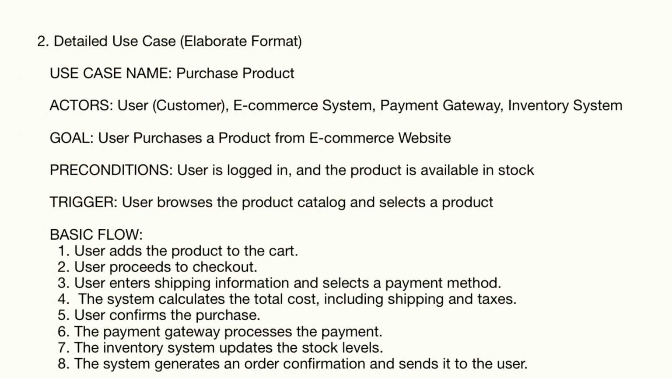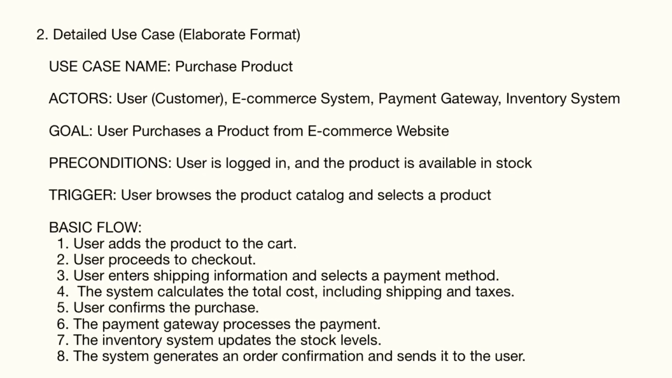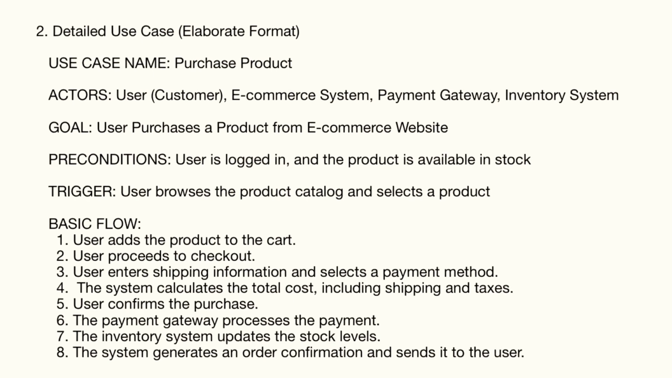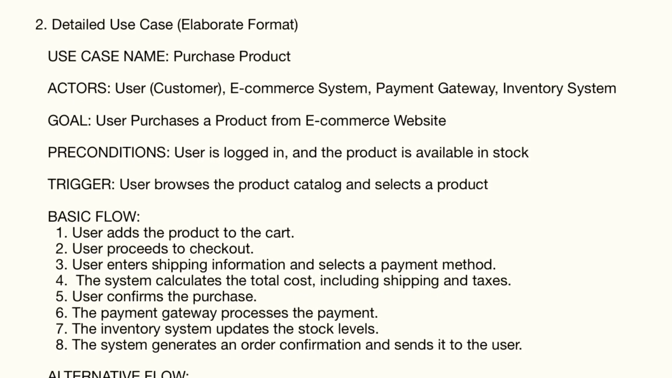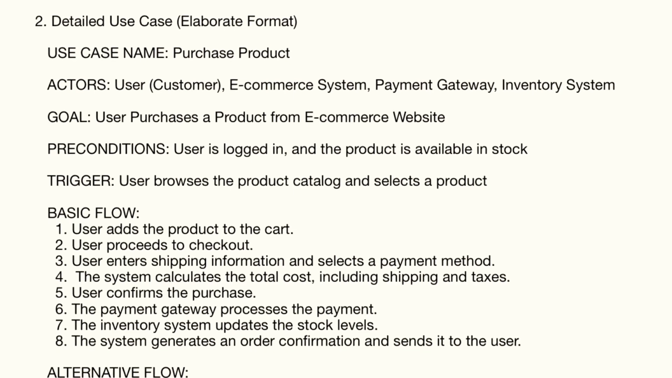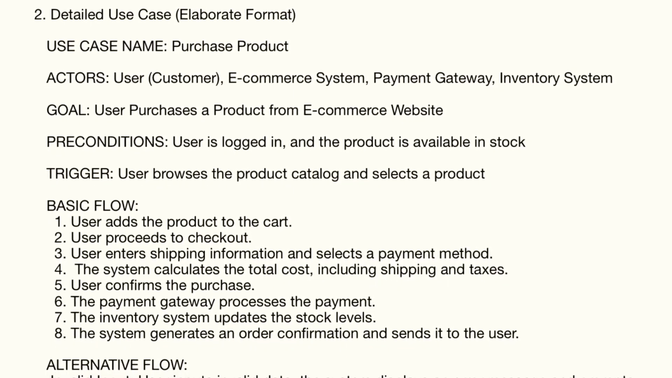Use case name is purchase product. Actors are user or customer, e-commerce system, payment gateway, and inventory system. Goal is that the user purchases a product from the e-commerce website. Preconditions are that user is logged in and the product is available in stock. Trigger is user browses the product catalog and selects a product.